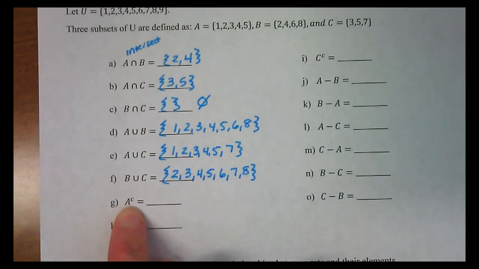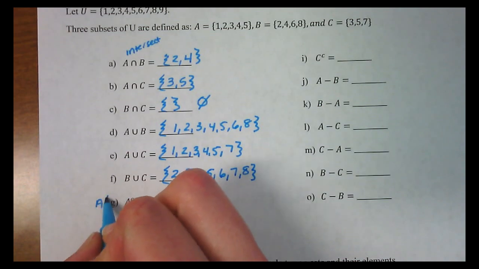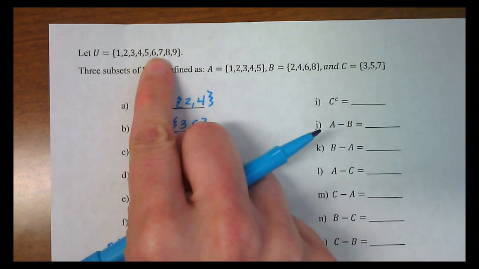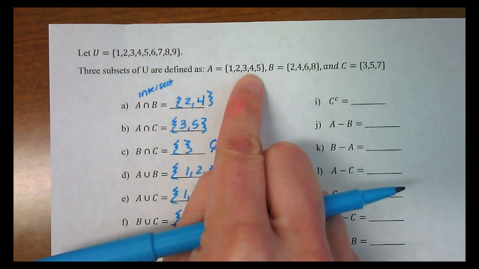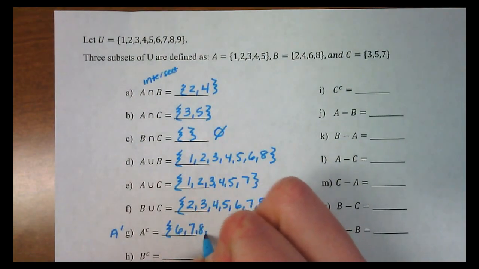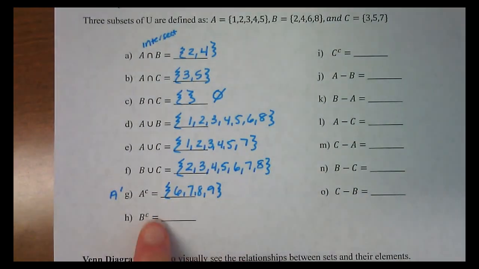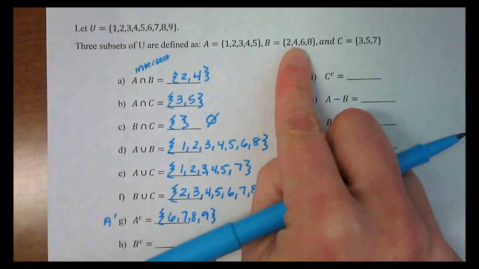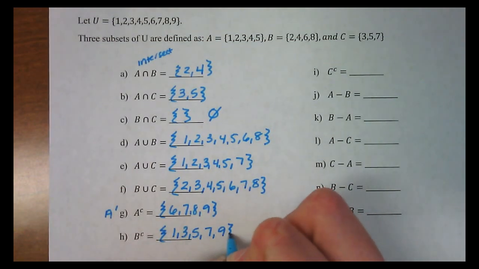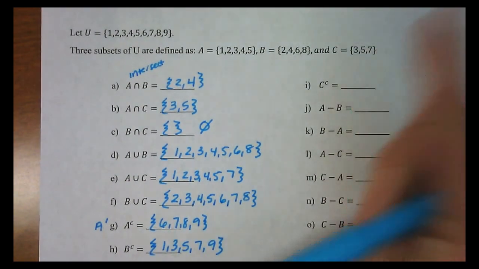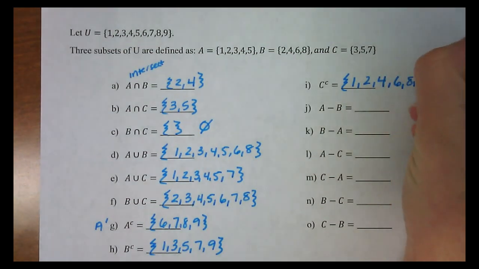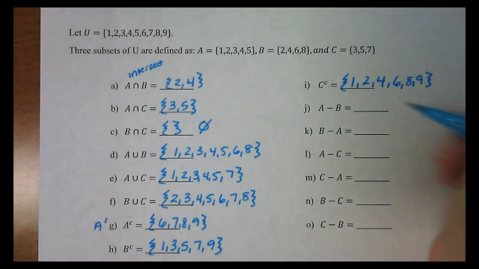The complement of A, remember that means complement. It could also be written like this. There's different ways we can write complement. So we're looking at the universal set, and we're saying what is not in A. So we've got 1 through 5 in A, so 6 through 9 is going to be in the complement. Complement of B, we've got some even numbers here, so we're going to put our odd numbers. Complement of C, C is only 3, 5, and 7, so everything else goes in the complement.